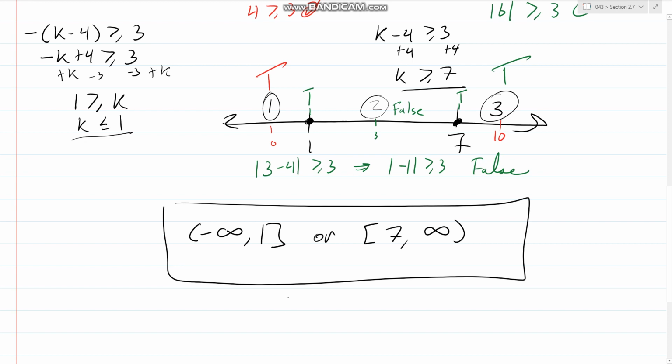That should do it for you. Sometimes we use a fancy symbol called the union, but we can just write or for right now. So -infinity to 1 or 7 to infinity, including 7. Okay. That's enough for this video. We're going to keep going in the next video about inequalities that include the absolute value.